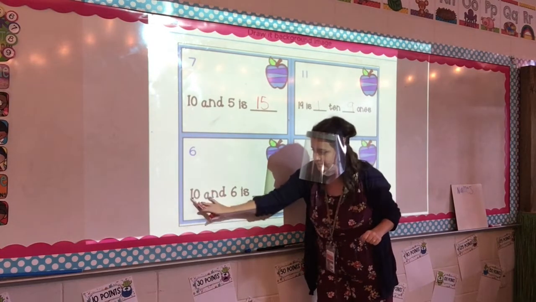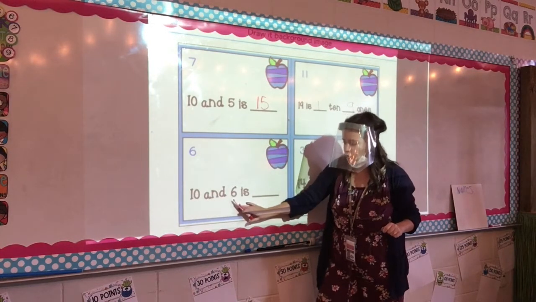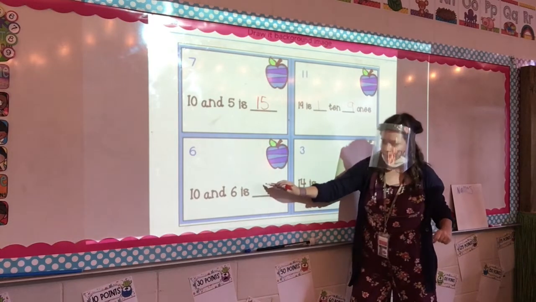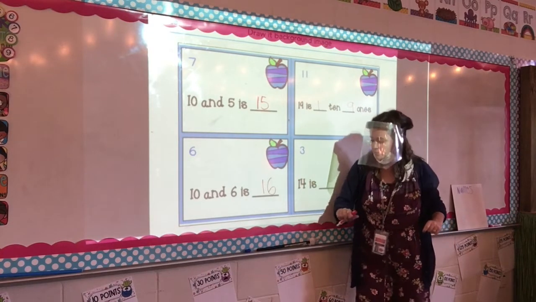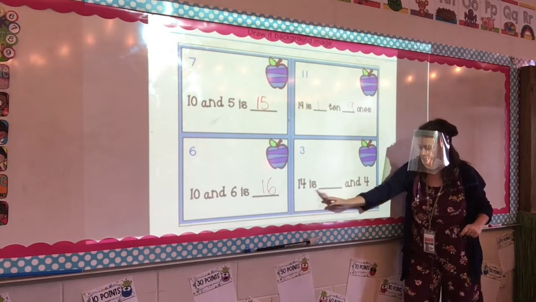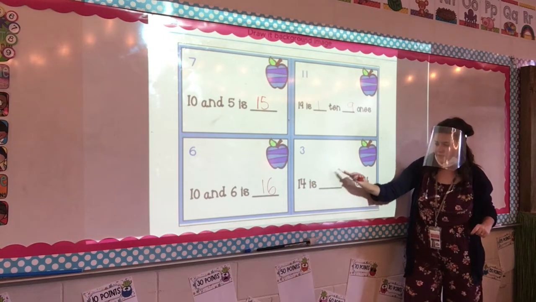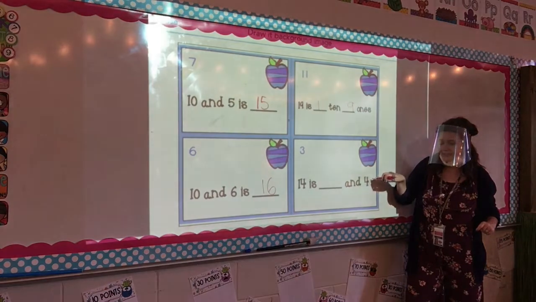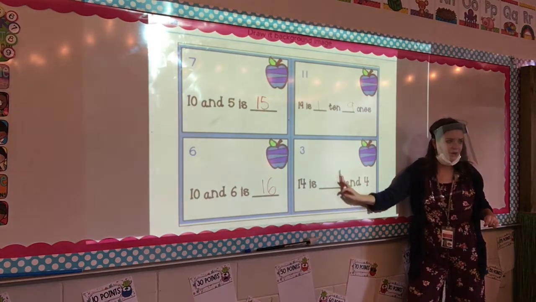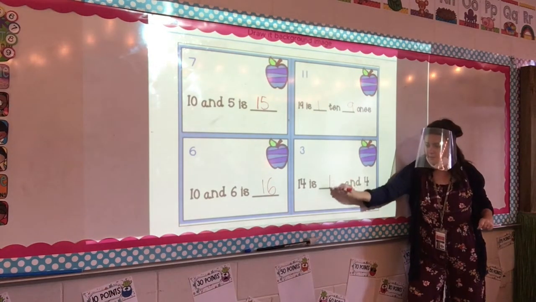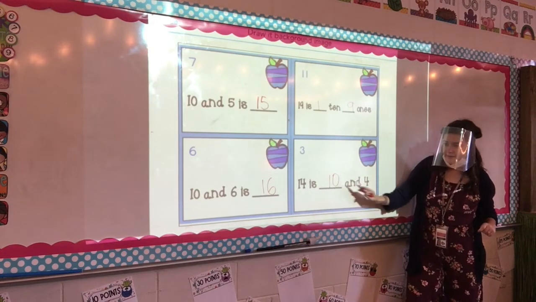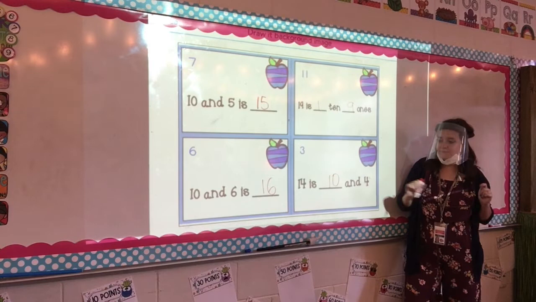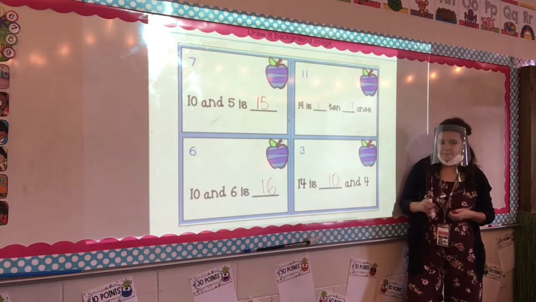Look at this one. I've got a 10, and then I've got 6. Gorgeous, what would this be together? 16. 1 ten, 6 ones. 14 is, and then I've got a blank and 10. What should go right here? Micah? 10. 14 is 10 and 4. 10 and 4 make 14.